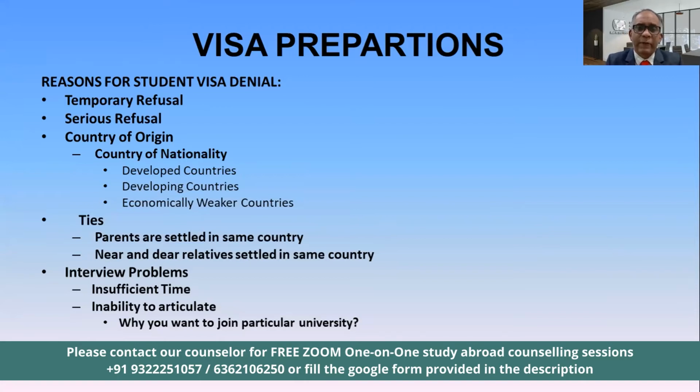Second is your ties. If your parents are in the US and you want to apply to the US, and if your parents are green card holders or residents of the US, then your visa chances are difficult, because you will be treated as a potential immigrant. Similarly, if you have near and dear relatives, your brothers, sisters. When I'm saying near and dear relatives, it doesn't mean your uncle, aunt, cousins. Your near and dear are your brothers and sisters.